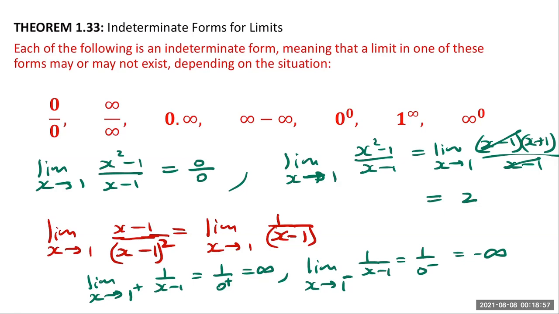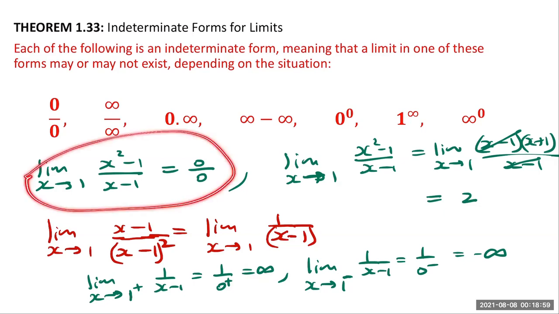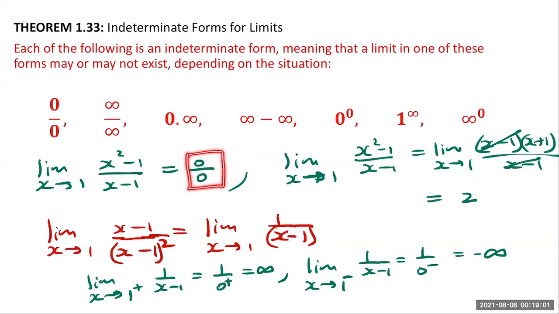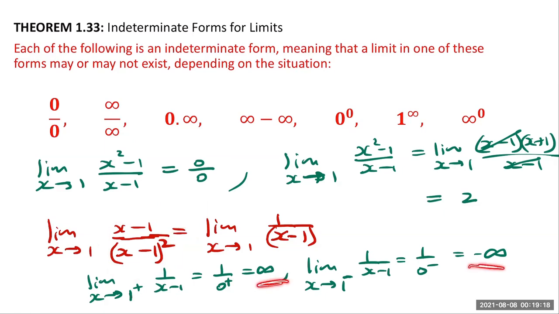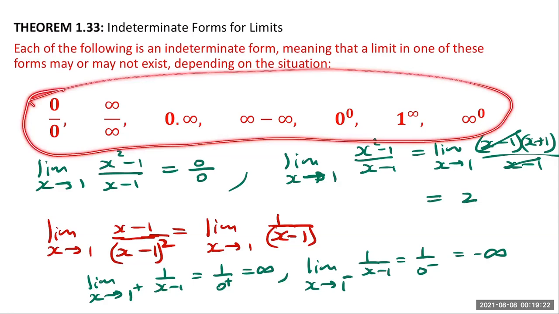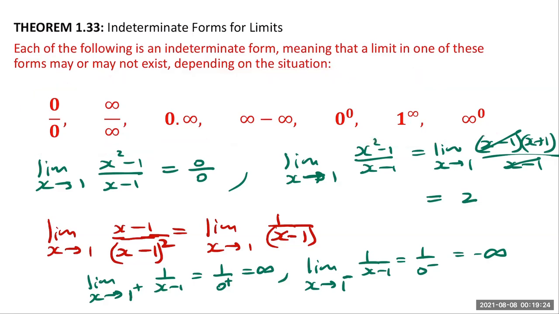Okay. So here is an example where you have the indeterminate form initially, but the limit actually exists. Here is an example where you have the same indeterminate form 0 over 0 if you try to plug in the number straight away, but this limit does not exist. All right. So these are the indeterminate forms that you need to remember. All these forms are indeterminate forms.